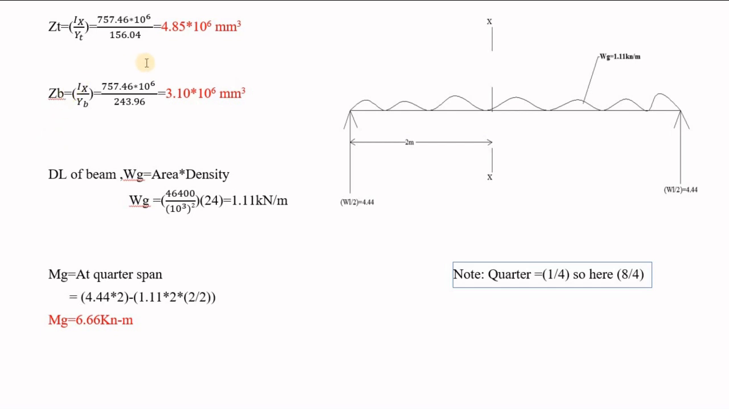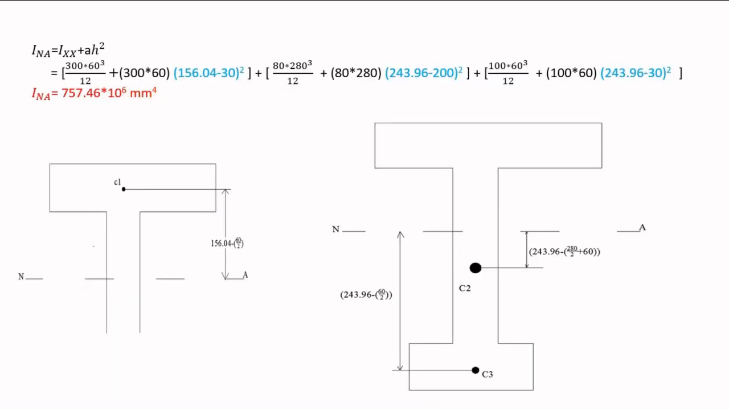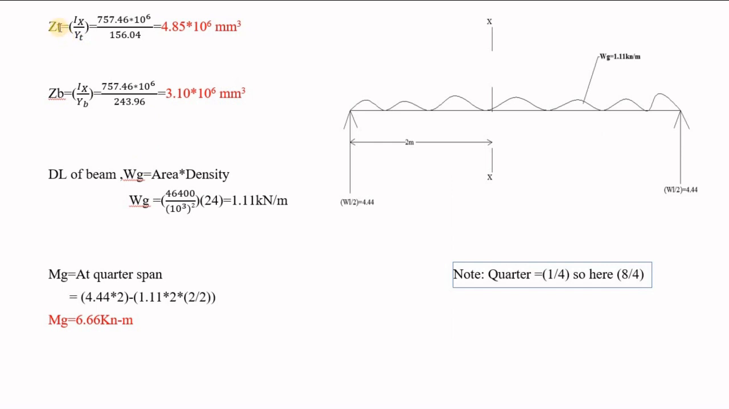The next comes ZT and ZB calculations. I have already told in the previous problem that as the neutral axis is not exactly at the center, the ZT and ZB values will be different. ZT is Ix by Yt and ZB is Ix by Yb. We already know the Yt and Yb values, so if we solve this, we will get the ZT and ZB values. This Ix is nothing but the INA value, just the notation has been changed.